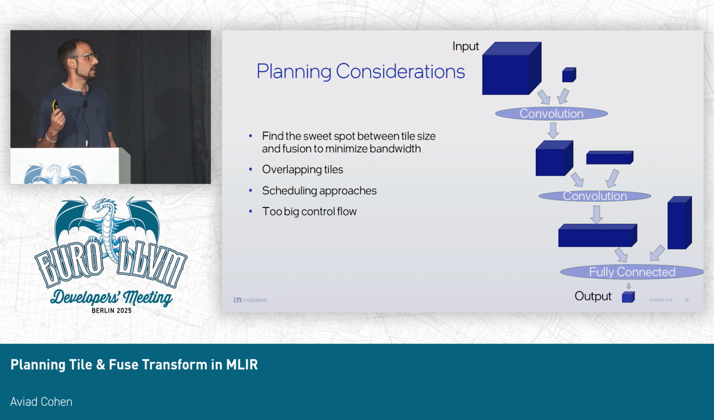In addition to that, we have some other issues like overlapping tiles. Overlapping tiles are tiles that are needed for more than one iteration, and we must consider them when we choose the tile size. And as a compiler, we may have scheduling down the road, and scheduling may mean that we would like to hold the tile for more than one iteration. This also affects the tile size.